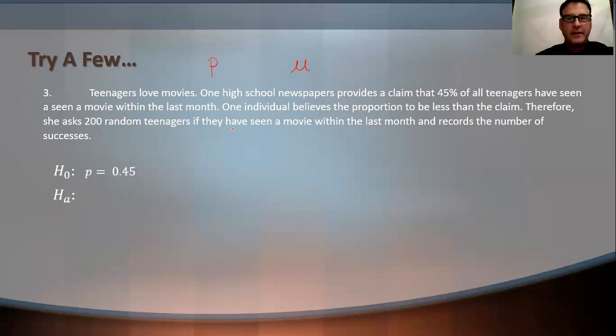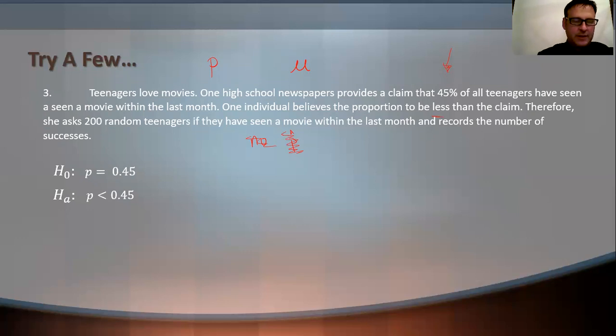All right, because it does give you a percentage here, which is 45% of a success. Okay, 45% of teens have seen a movie in the last month. That's the claim. That's what I'll write up here. Again, another equal sign, a plain P with no hats. So again, no p hats. P is equal to 0.45. They think that is less, so for my alternative, I'll address it that way.